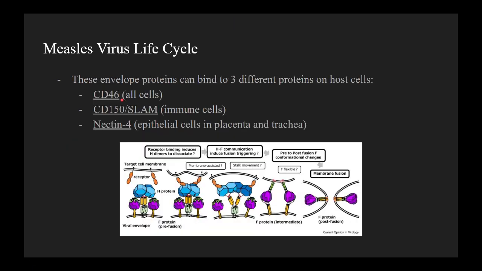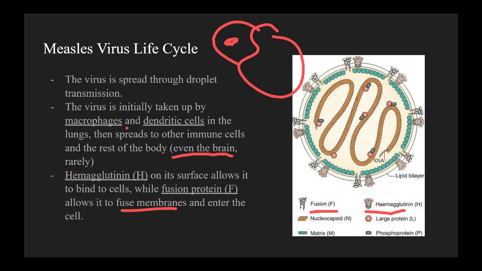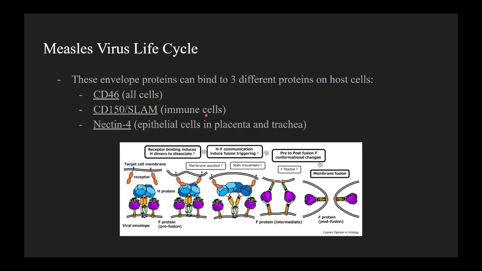And then there's 3 different receptors that these proteins can bind to and recognize to enter cells. So first you have CD46, which is present on all cell types. Then you have CD150/SLAM, and this protein is specifically localized on immune cells, such as the macrophages and dendritic cells here. So these are going to affect immune cells. And then Nectin-4 is present in the epithelial cells.